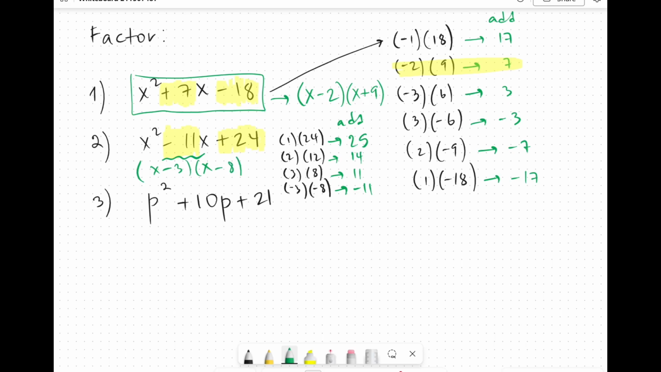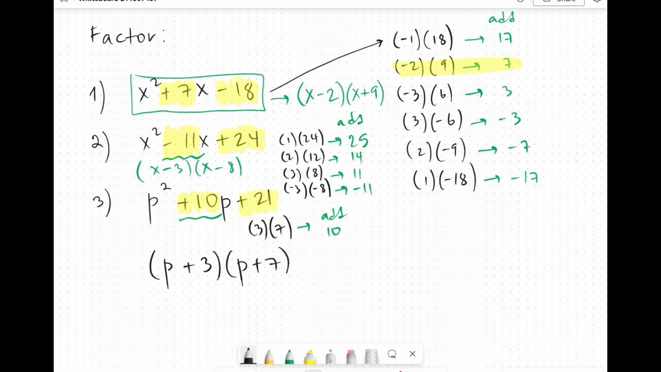The last one here, we start with this 21, and we need to find two numbers that multiply to that 21. Also add to this 10. It's pretty much on the surface. It's 3 times 7. 3 times 7 is 21, and 3 plus 7, if you add them, you get your 10, which is the number in the middle. Once you find the correct pair, you're ready to write the factors: p plus 3, p plus 7.